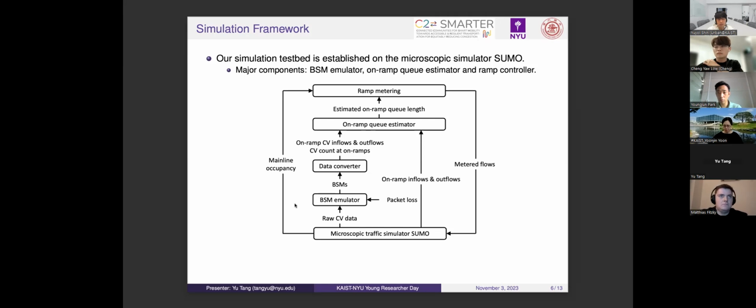And these data are required by on-ramp Q estimation. And the on-ramp Q estimation will give the estimation of Q length to RAM metering, and combined with mainline occupancy and the estimation of Q length, the RAM controllers will give the metering rate, and the metering rate will be sent to SUMO to control the on-ramp flows.